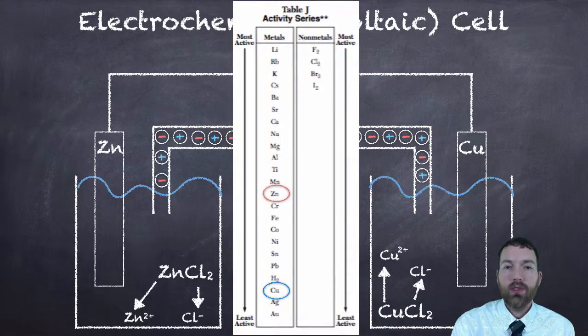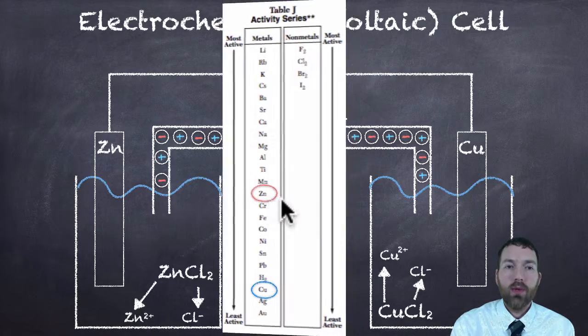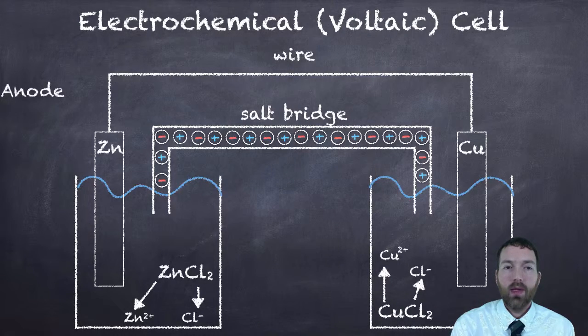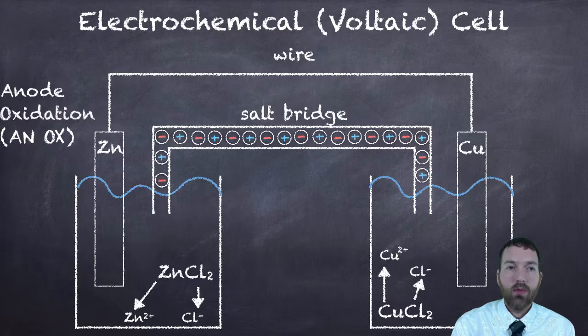Okay, so the first thing we need to do is figure out who the anode is. So we go to our table J and we look up our two electrodes. I have a zinc electrode and I have a copper electrode. Zinc is higher up on table J. It's the most active metal, so that is going to be my anode. We can go ahead and label the zinc side our anode side. And remember, oxidation happens at the anode, an ox. So we can write the word oxidation to remind us of that. And the anode is our negative electrode, so we'll label it negative.